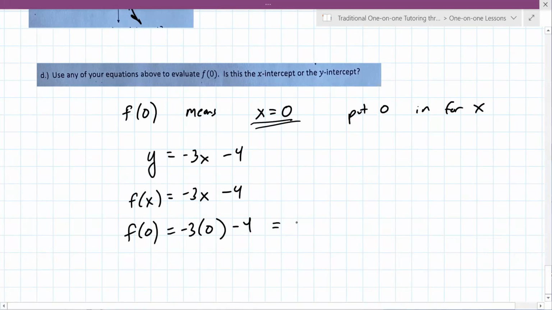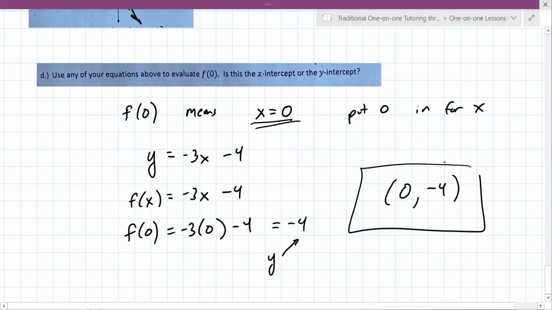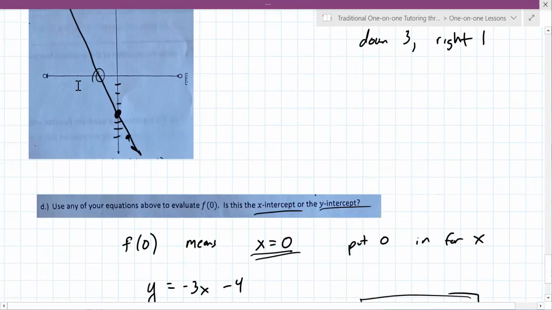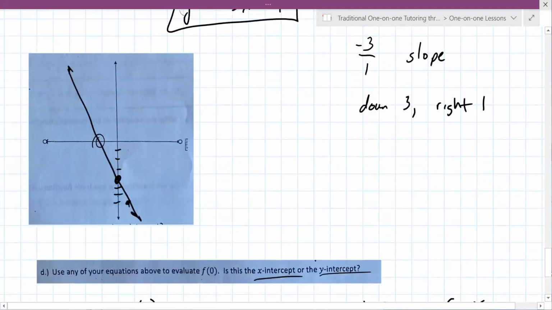Yes. And that's your y value. So this says that when x is 0, y is -4. So it's the ordered pair 0, -4. That's the culmination of this problem. And they're asking, is that the x-intercept or is that the y-intercept? So go back to your graph. Okay, here's 0, -4. That's the y-axis, and that's the x-axis.